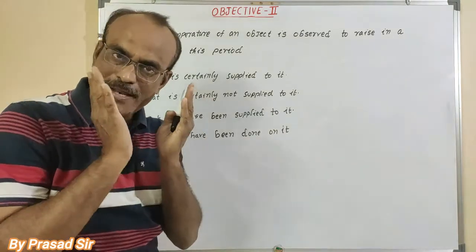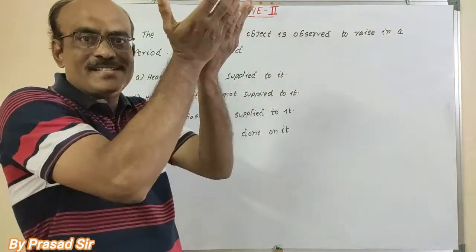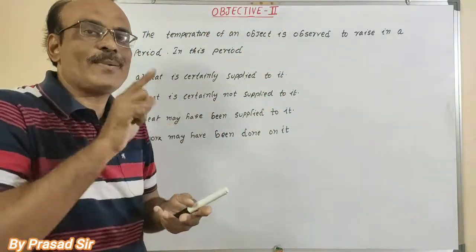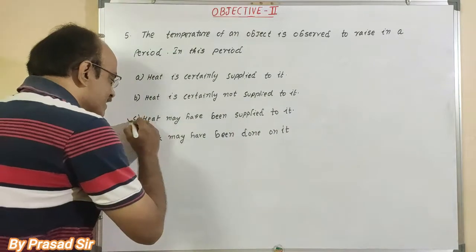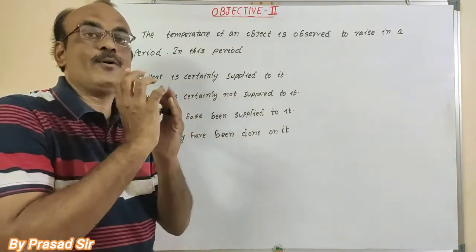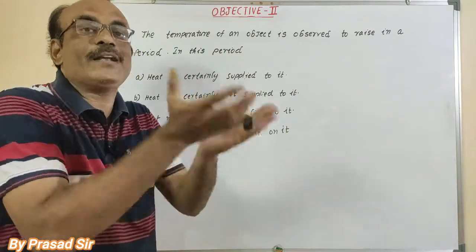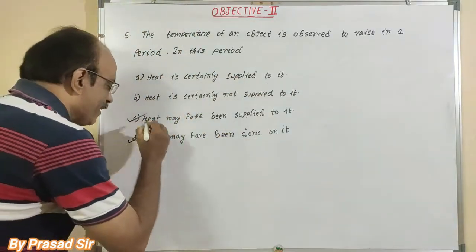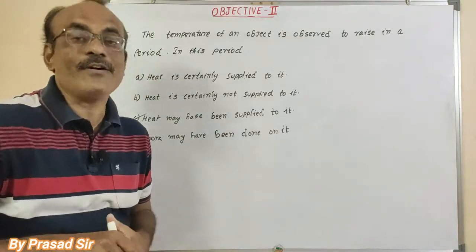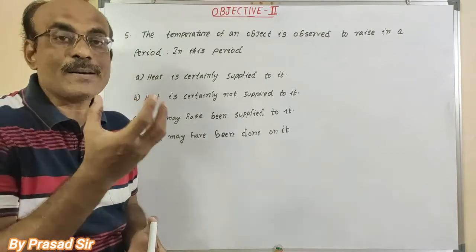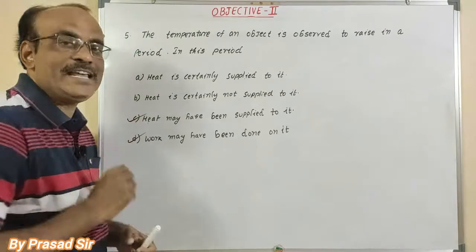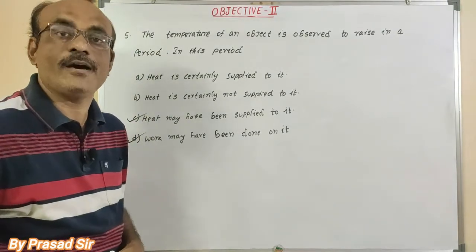In a certain period of time, the temperature rose. Whenever the temperature rises, heat may have been supplied to it. So that means C is correct. Then what happens here? If you are supplying the heat, some amount of work may be done on that particular body. So work may have been done on it. According to Joule's law, work may be done on supplying some amount of heat. So C and D are the correct options for question number 5.